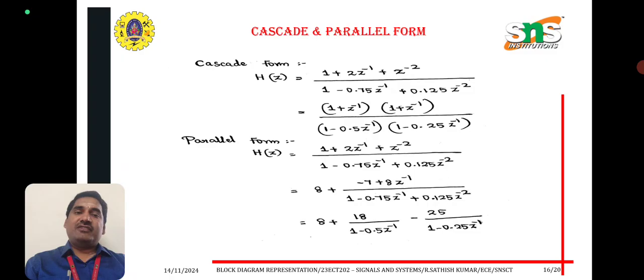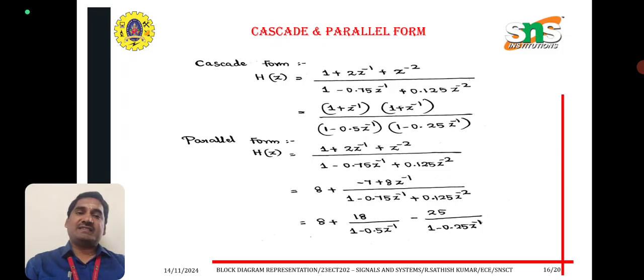Next one, cascade form. H of z is equal to 1 plus 2 z inverse plus z power minus 2, divided by 1 minus 0.75 into z inverse plus 0.125 into z power minus 2. Now we can get 1 plus z inverse into 1 plus z inverse, divided by 1 minus 0.75 into z inverse into 1 minus 0.25 into z inverse.